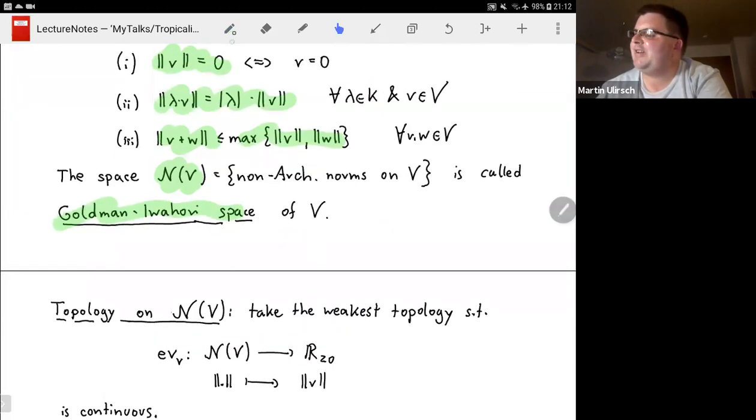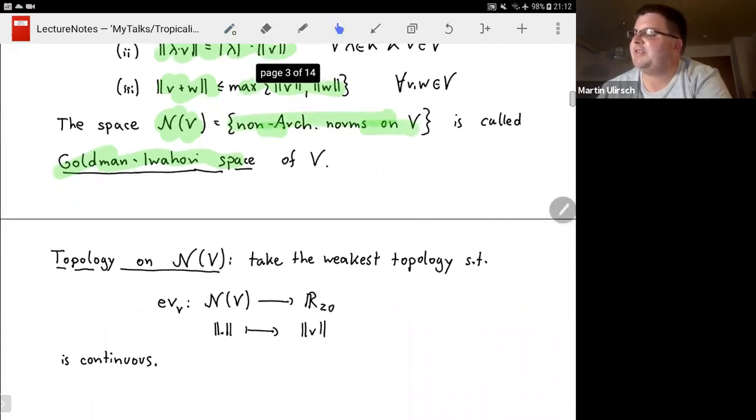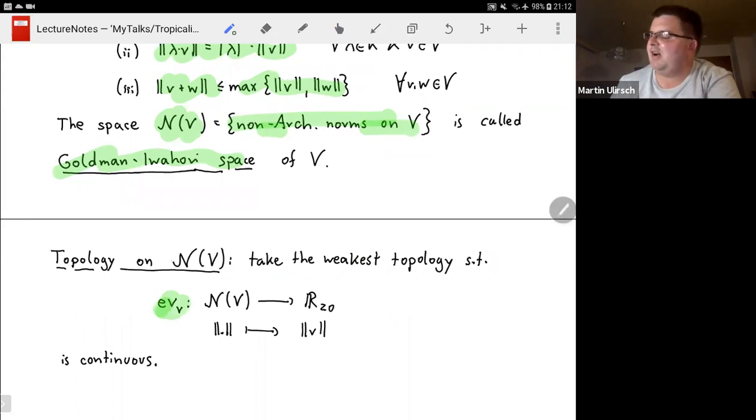So for now, we defined this Goldman-Iwahori space just as a set of non-Archimedean norms. There's a nice topology on this set. And it's the weakest topology such that the evaluation maps, for each v in V, are going to be continuous, meaning, well, we take such a norm and evaluate it at a fixed v, and this has to be continuous, and then we take the weakest topology such that this is true. Okay. So far, so good.